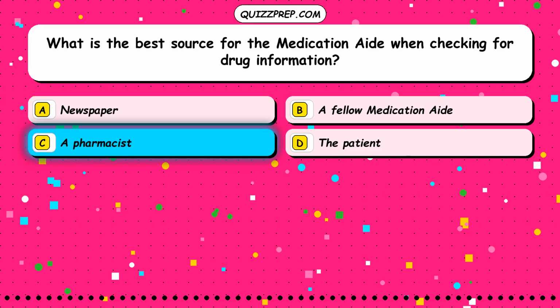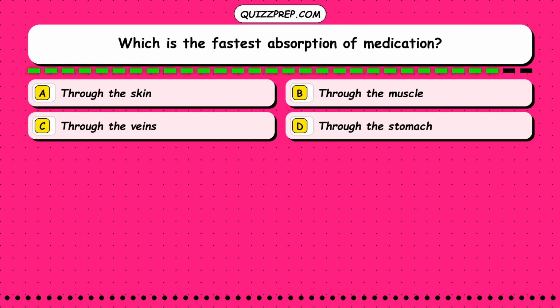The correct answer is option C. A pharmacist. Question 251. Which is the fastest absorption of medication? Option A. Through the skin. Option B. Through the muscle. Option C. Through the veins. Option D. Through the stomach.